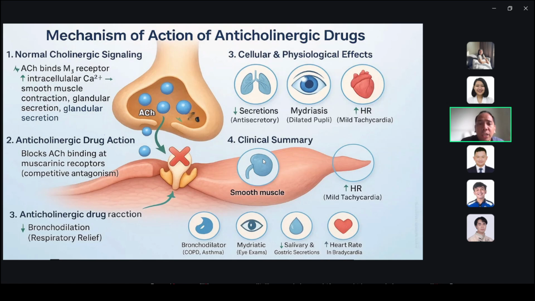Substance or molecule para mag-contract ang muscle. And it's also needed for the glandular secretion, like for example, ito sa number 3. So mag-secrete yung sa lungs, sa eyes, sa heart. And then yung action naman, yung anticholinergic drug is to block your acetylcholine at the muscarinic receptors.